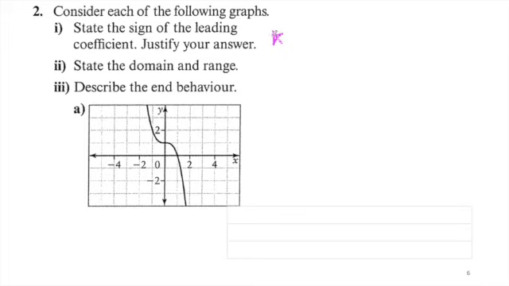Okay, what way does our graph end? It ends on the right-hand side of the graph going down. So because it ends going down, I told you that it is going to be negative, okay, because we end down.